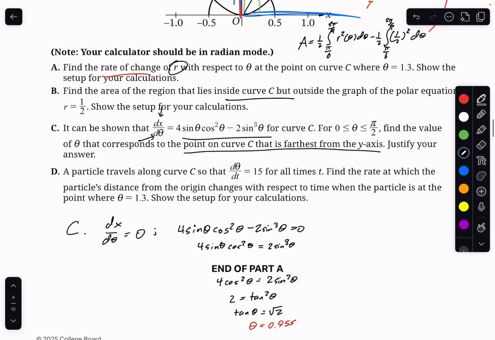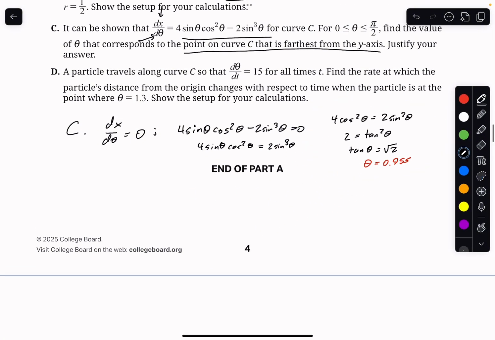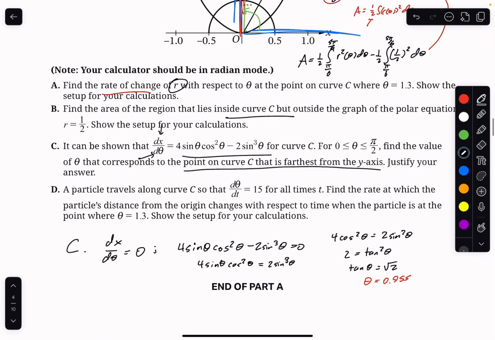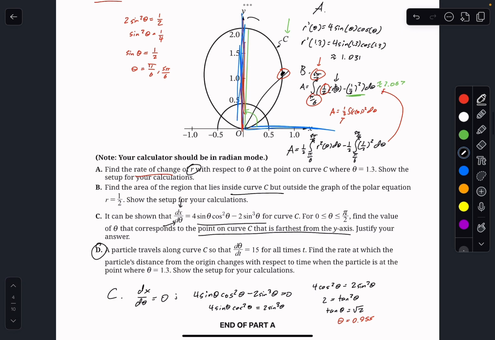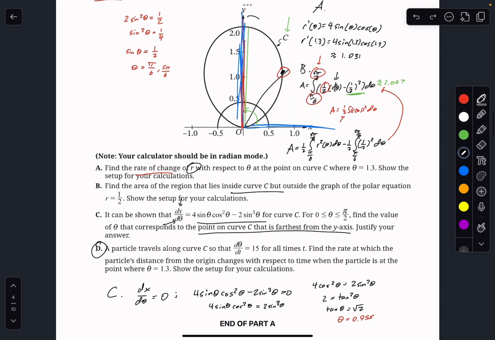It was honestly a really easy problem. Understanding it conceptually is one of the biggest things. Just slow down, think about it, and then you're good. Finally, part D. So B and D were the hardest parts for sure. D, let's get into it.